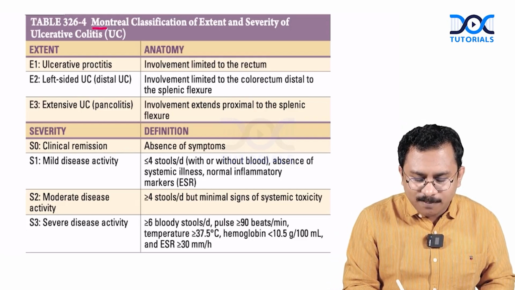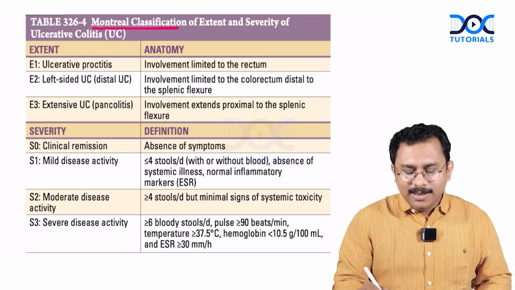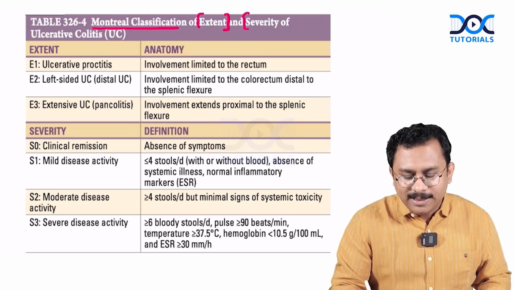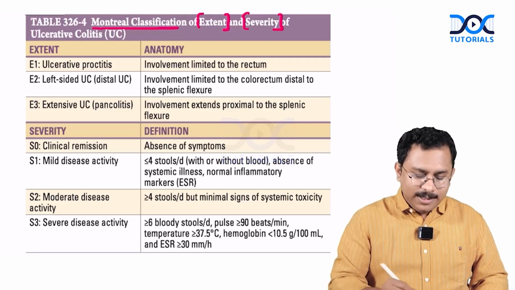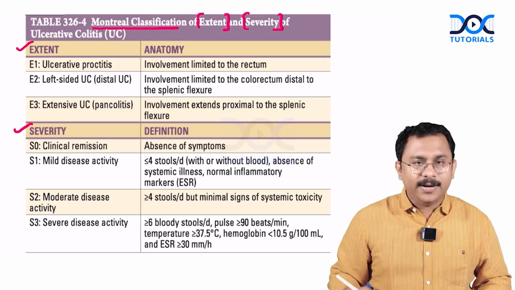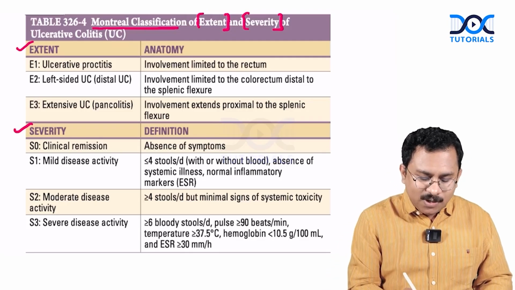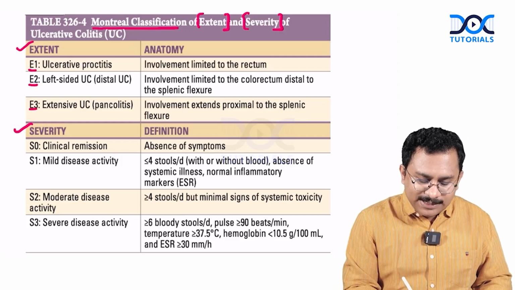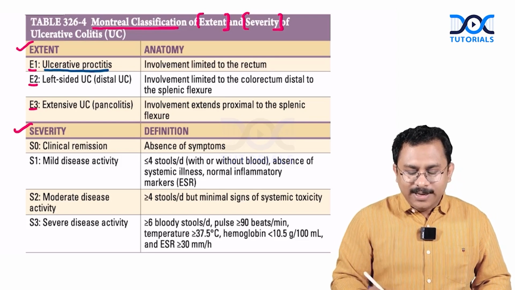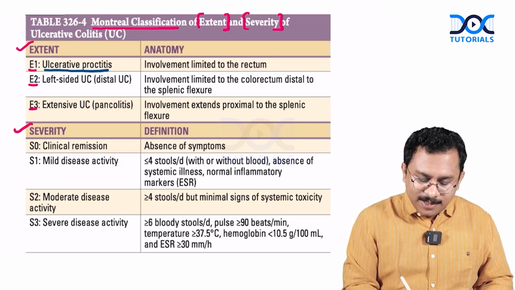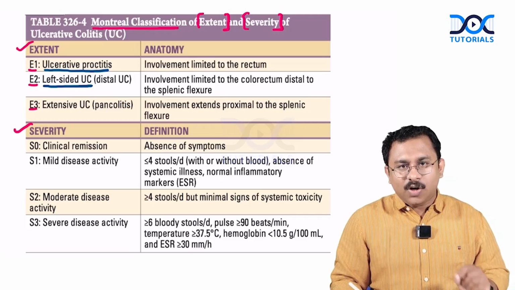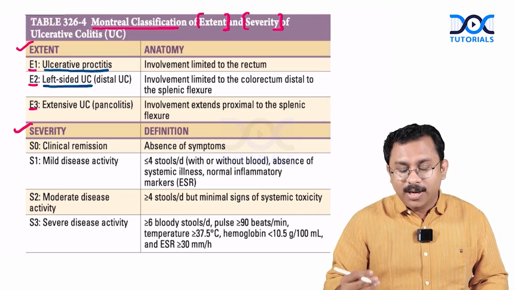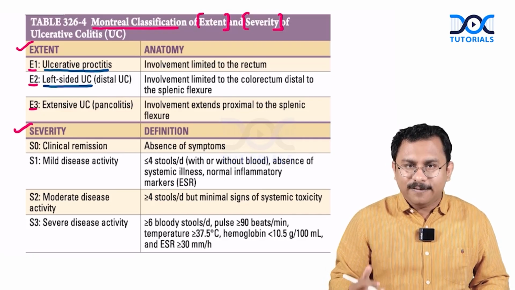So what is this known as? This is a Montreal Classification, and this takes into account the extent of ulcerative colitis and severity of ulcerative colitis. Okay, so we are discussing the extent as well as the severity. So extent E, based on that you have got E1, E2, E3. So what is E1? E1 is ulcerative proctitis, where the involvement is limited to the rectum.